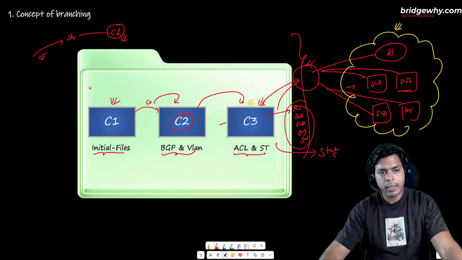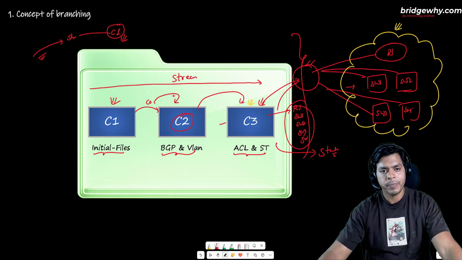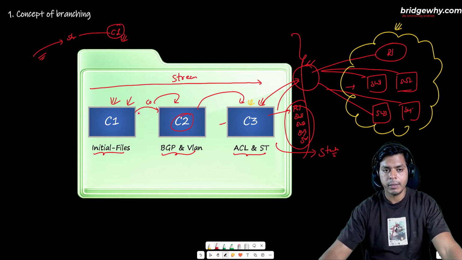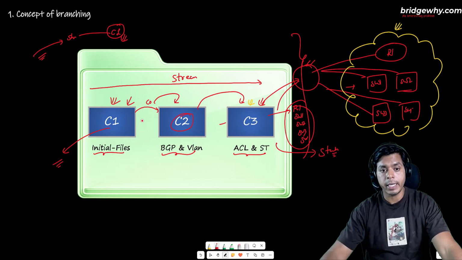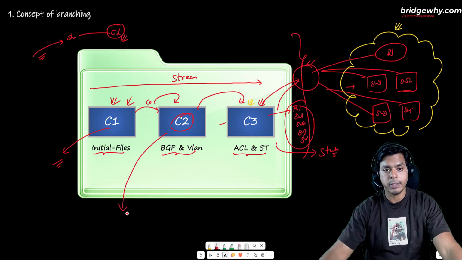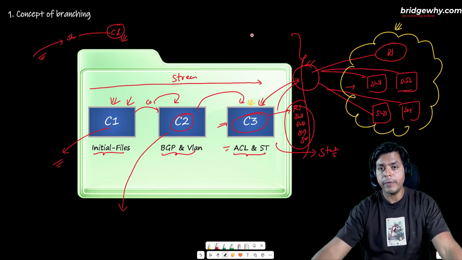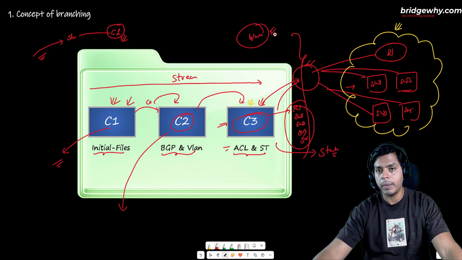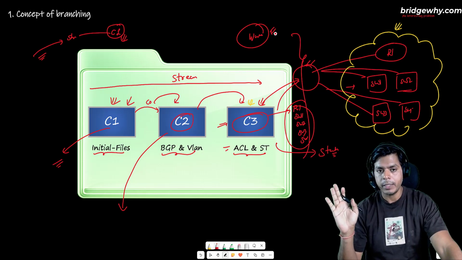I am creating commits in a stream manner. This is my kind of stream. We have C1, then I changed something. Previously, C1 was representing my network state, but I changed BGP and VLAN configuration and put that into the devices. Then C2 represented the current state of the network. But then I did one more change, ACL and spanning tree. Then C3 represented the current state of the network. Right now, C3 is the current state of the network. Everything is working fine, no problem, absolutely not, right?